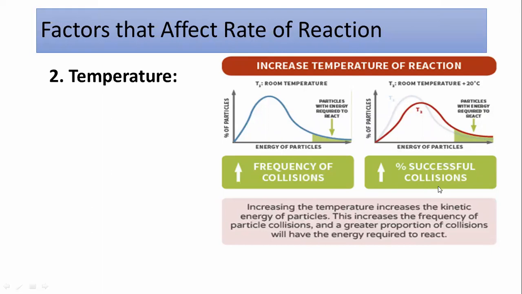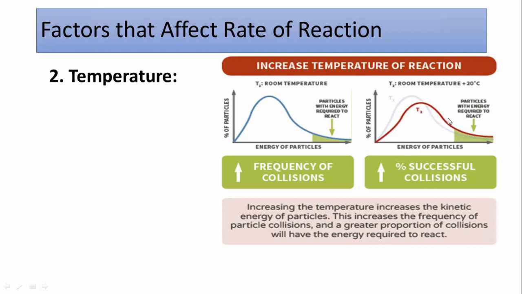So by increasing the temperature, you are going to increase the frequency of the collisions, and it is going to turn into more successful collisions. So this is the effect of the temperature. Actually, the reason is also given over here. Increasing the temperature increases the kinetic energy of the particles. Because the temperature is giving kinetic energy to the particles, they are moving faster. That means they are moving more randomly and colliding more with each other.